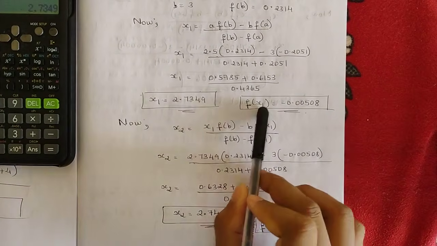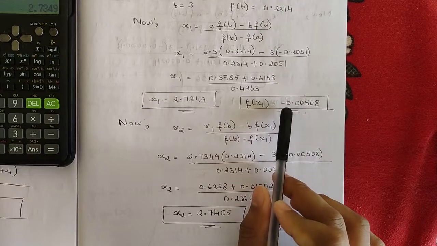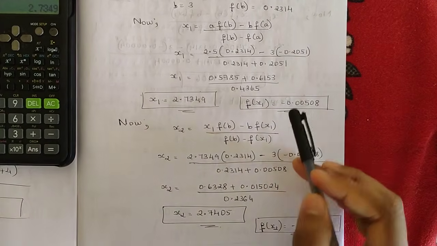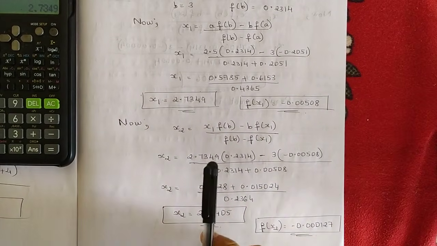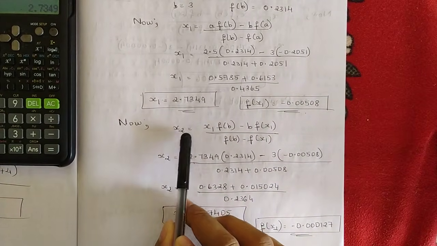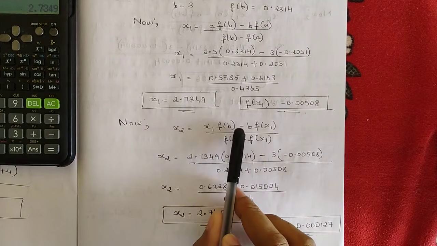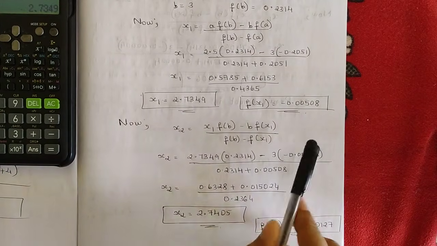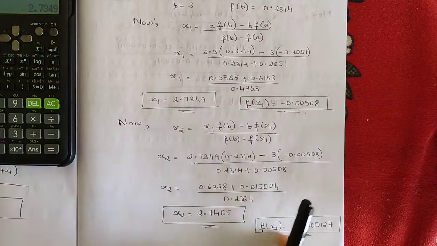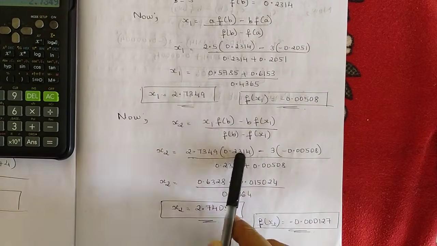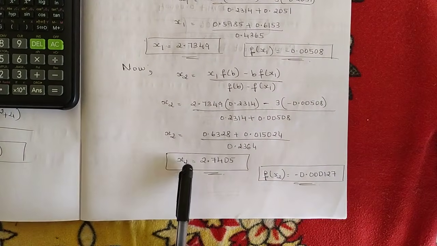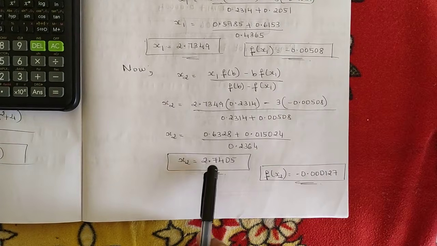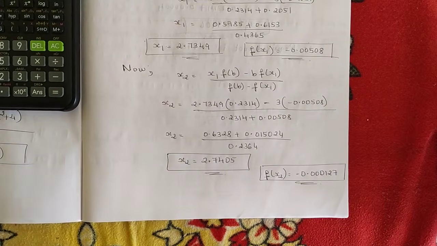Now you see here, f of x1 value we have got as negative this time. Since it is negative, it is not changing its sign, so you should continue with the same formula for the second iteration also. That is, x2 is equal to x1 into f of b minus b into f of x1, divided by f of b minus f of x1. Substitute the same things: the x1 value, f of b, f of x1, whatever you have got. After the second iteration we are getting the answer as 2.7405.